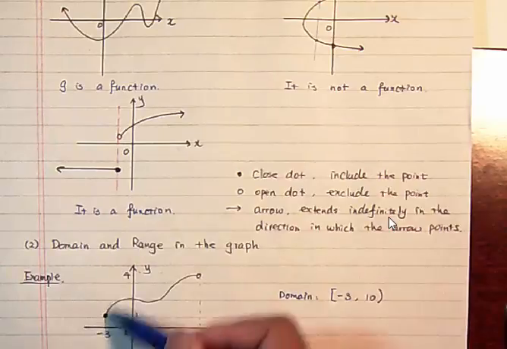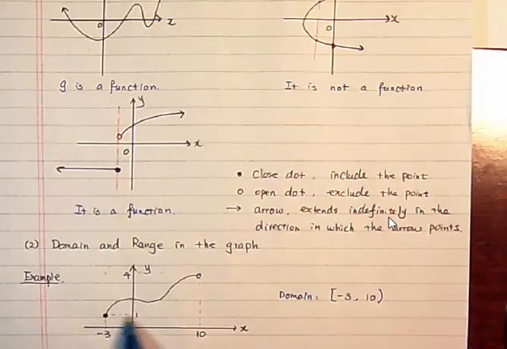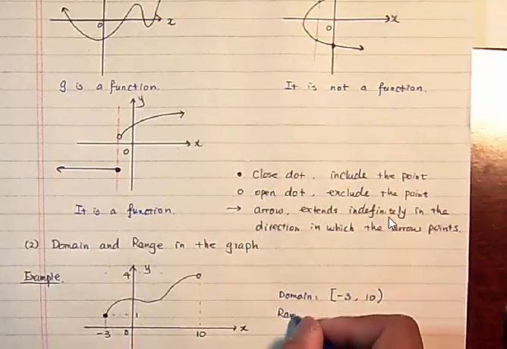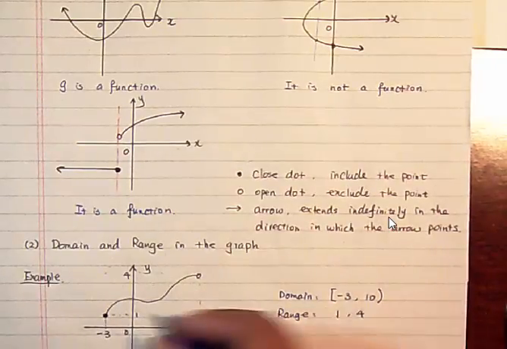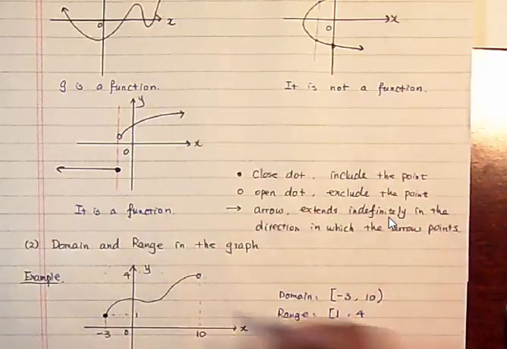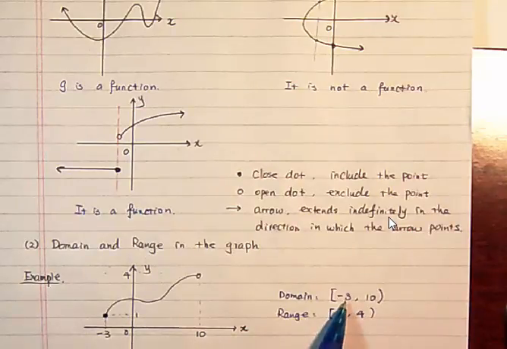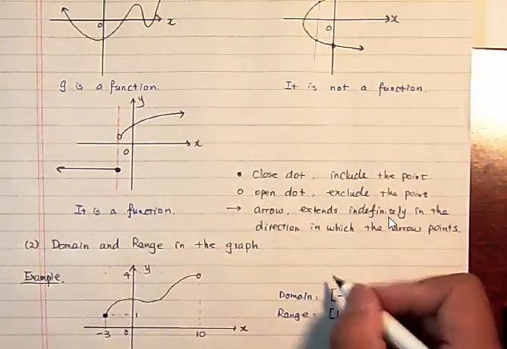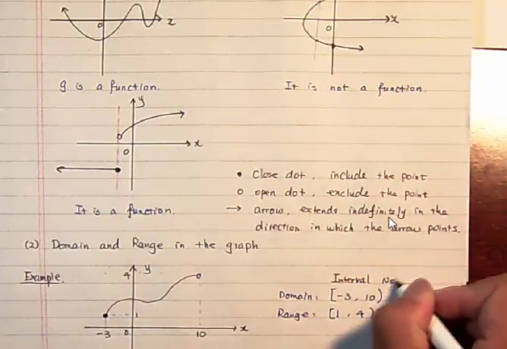Range is Y, so it's the interval in the vertical way. So the lowest point is 1 and the highest point is 4. Lowest point is included because of the closed dot, highest point is excluded because it's an open dot. So that's range. Keep in your mind when you write the interval, the left side is always the least number and the right side is always the greater number. So what I use in here is the interval notation.